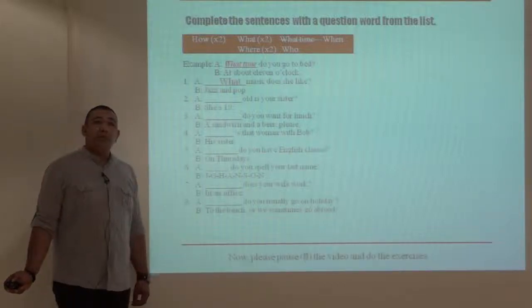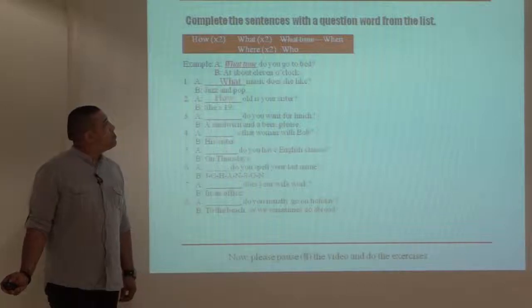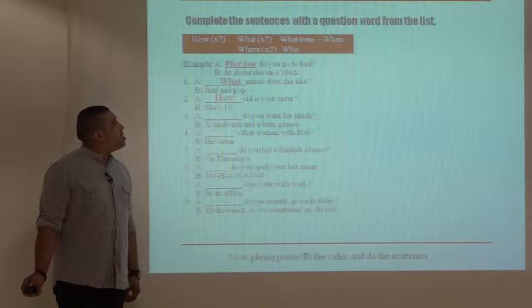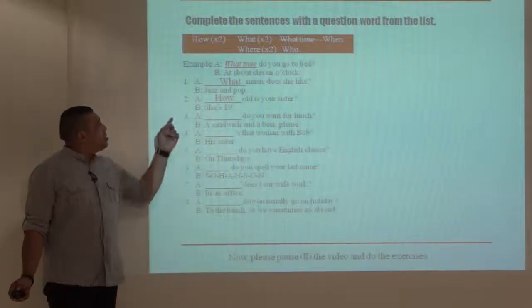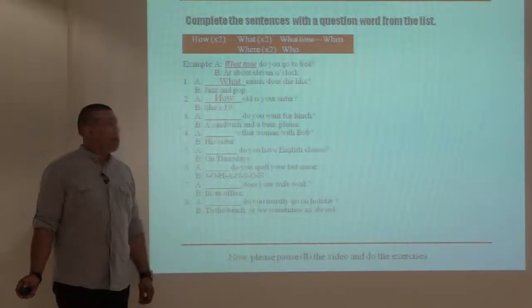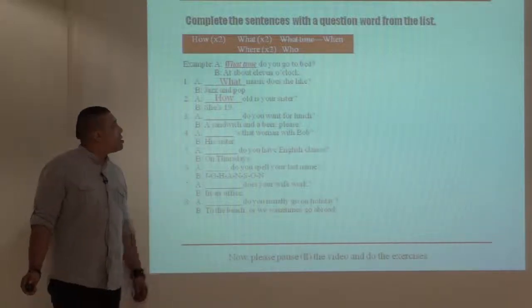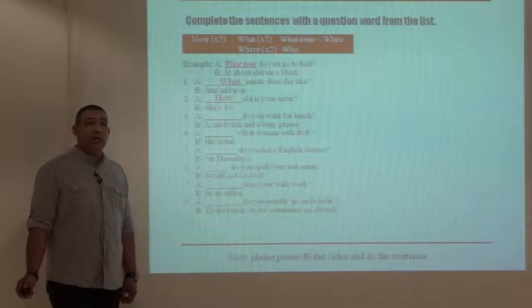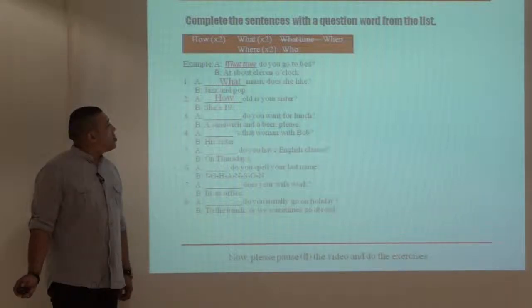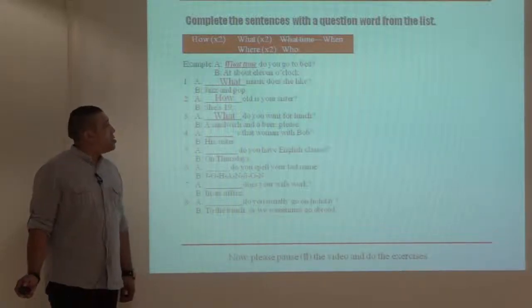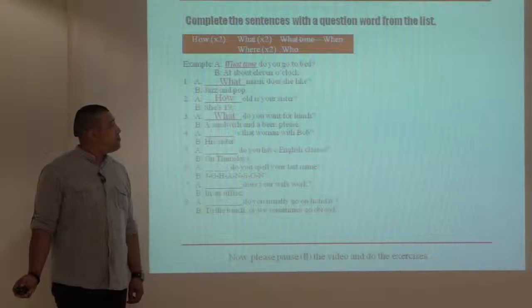Let's now check the answers. Question number 1. What music does she like? Jazz and pop. Question 2. How old is your sister? She's 19. Question 3. What do you want for lunch? And the answer is a sandwich and a beer, please.